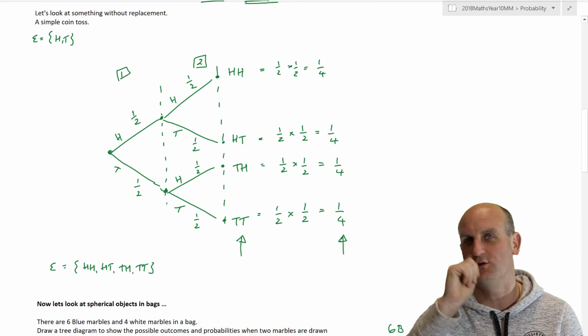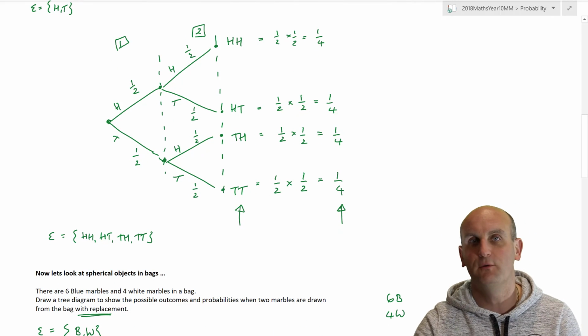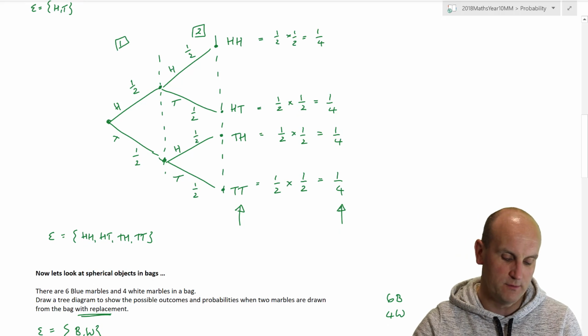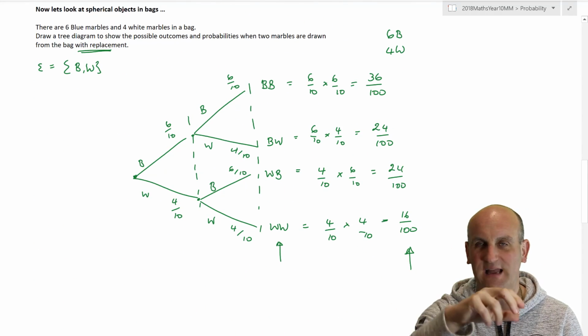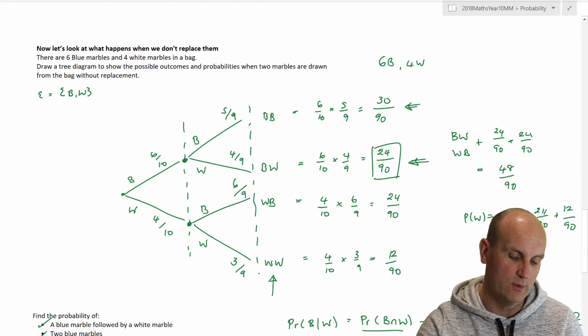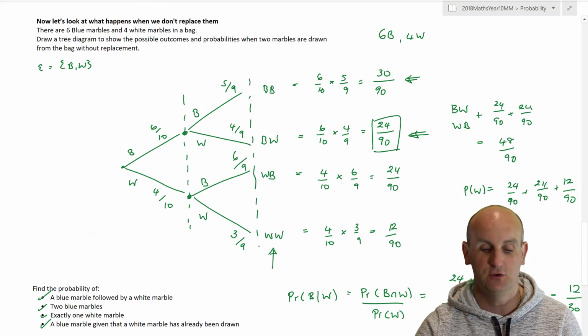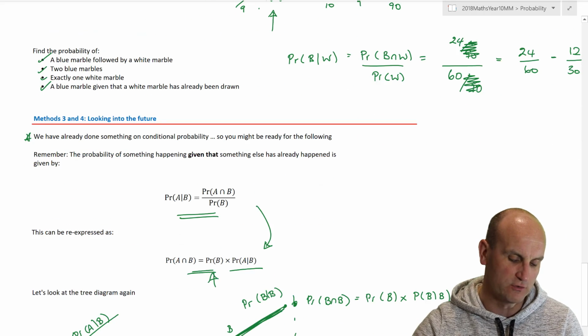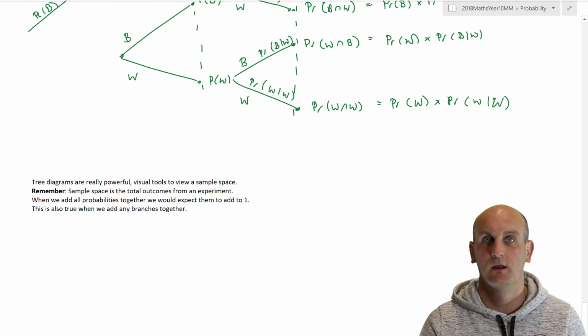We looked at tossing coins and we looked at the ideas that when we multiply branches together and add branches together, we can look at this as a sample space and all of our various probabilities. We looked at examples where we did replacements, i.e. we put stuff back in bags and realized our probabilities didn't change. And we looked at an example where we didn't replace them and we had to make sure that our fractions took that into account. I looked at Methods 3 and 4 and conditional probability before finishing with this recap.